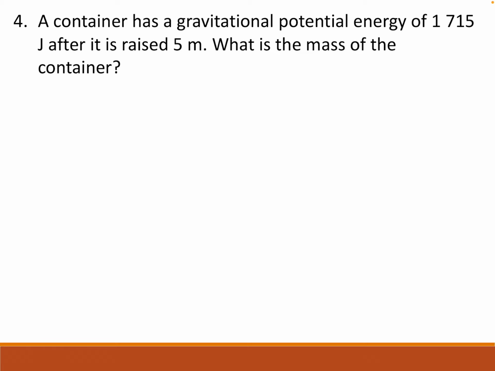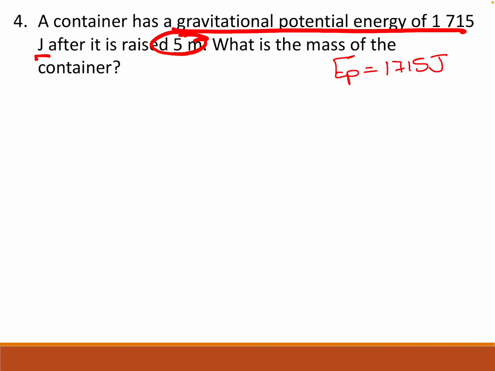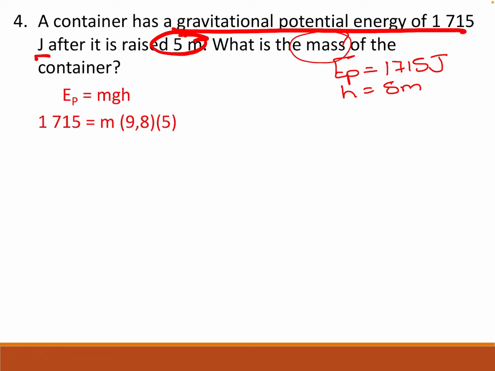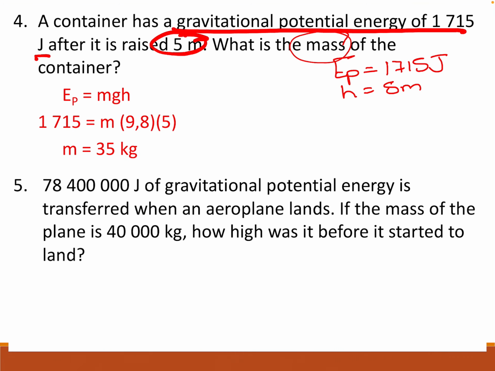Okay, this is nice. A container has a gravitational potential energy. So now they're giving us EP. It's raised to 5 meters. So I know that EP is 1,715 joules. We know that the height is 5 meters. So we want mass. Well, EP equals mgh. 1,715 will then equal m times 9,8 times 5. So m is 35 kilograms. And I don't think I quite left you enough space. Next question.